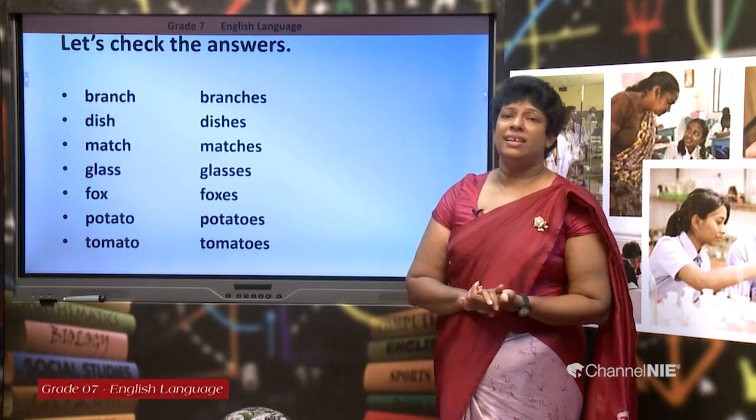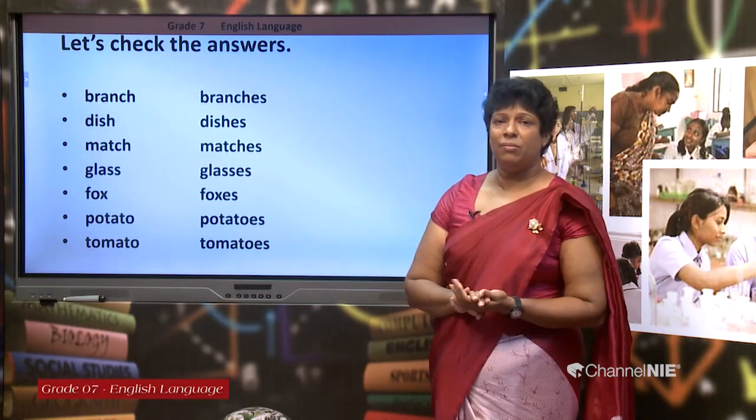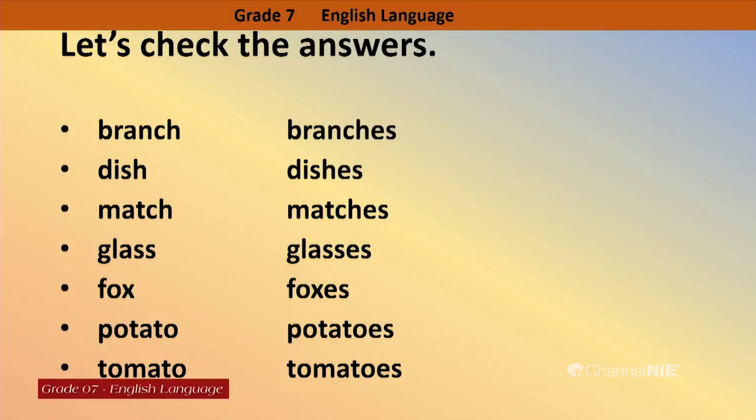Now, check the screen and see whether you got them correctly. Branch, branches. Dish, dishes. Match, matches. Glass, glasses. Fox, foxes. Potato, potatoes. Tomato, tomatoes. See, all the words that I have put here end with es, the plural form.